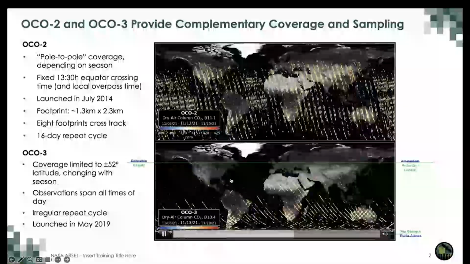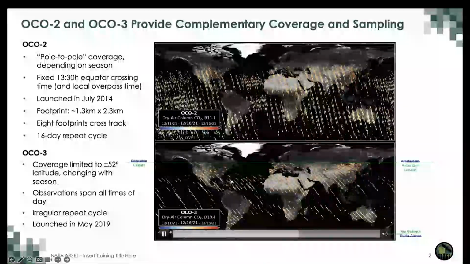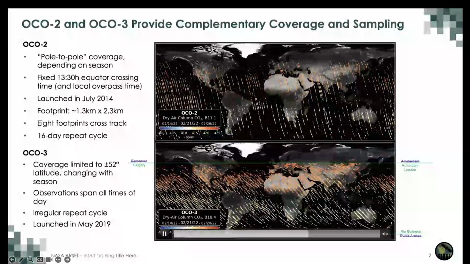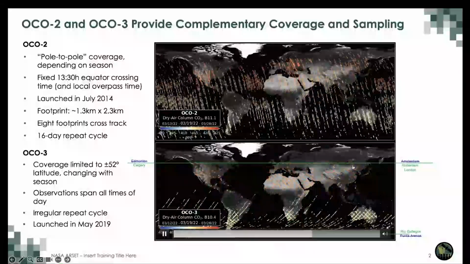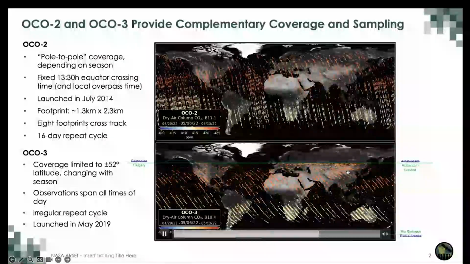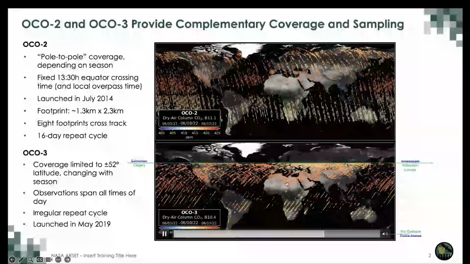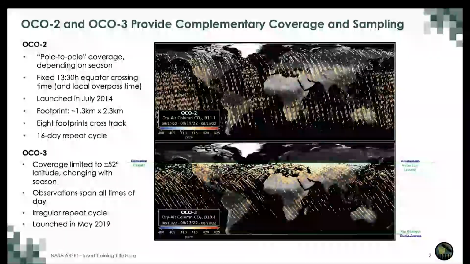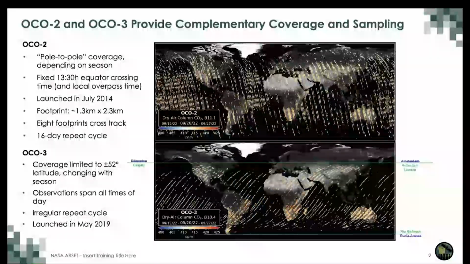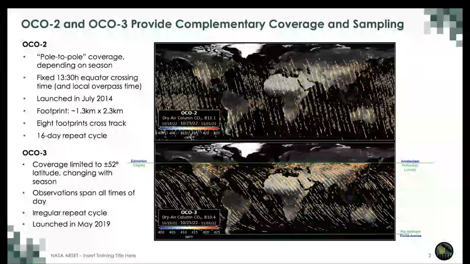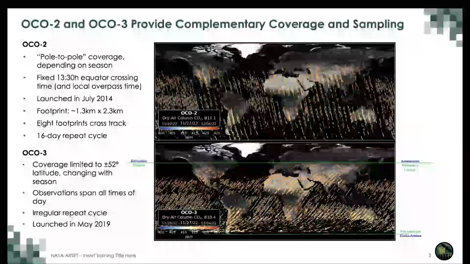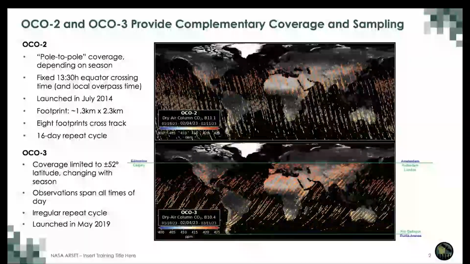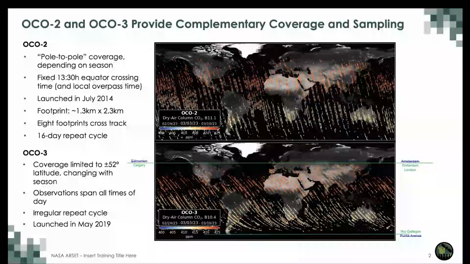OCO-3 is mounted on the International Space Station, so it only has observations within 52 degrees latitude bands. It also has different coverage depending on the season, and the observations also have different time of day overpassing times. So this is very unique compared to OCO-2. It has an irregular repeat cycle and also irregular overpassing time. It was launched in May 2019, so it has a little bit more than 5 years of record.